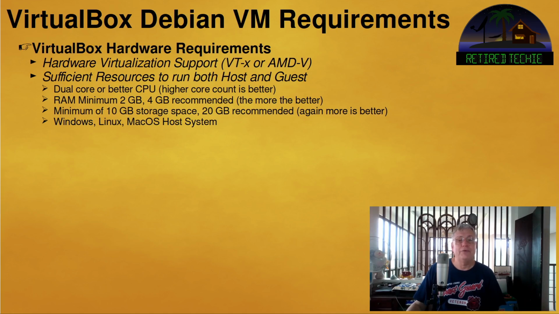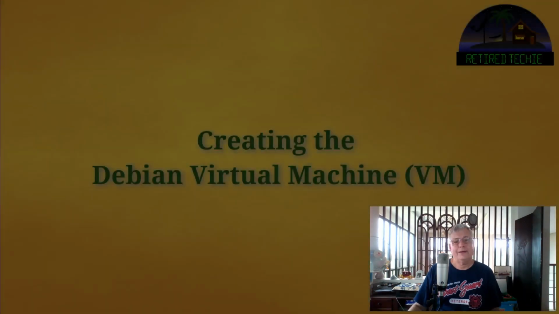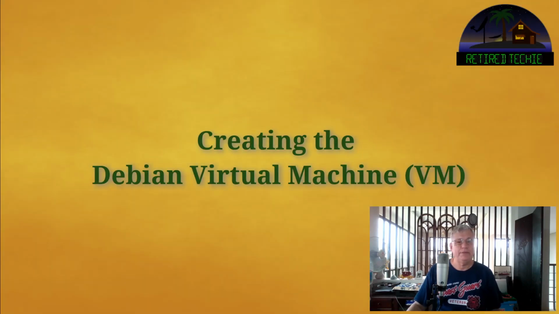Now, as far as Debian 12 Bookworm hardware requirements, almost any processor. Debian does recommend if you're running a desktop, you have at least a 1 gigahertz Pentium 4. RAM recommendations: no desktop system, 256 megabytes minimum, 512 or more recommended. Desktop system, 1 gigabyte minimum, recommended 2 gigs or above. Storage space, 2 gigabytes minimum, recommended 10 gigabytes. So very light hardware requirements for the Debian installation. But you need to add those to the VirtualBox and what your actual operating system uses to come up with your total requirements. All right, let's go ahead and get our Debian install set up.